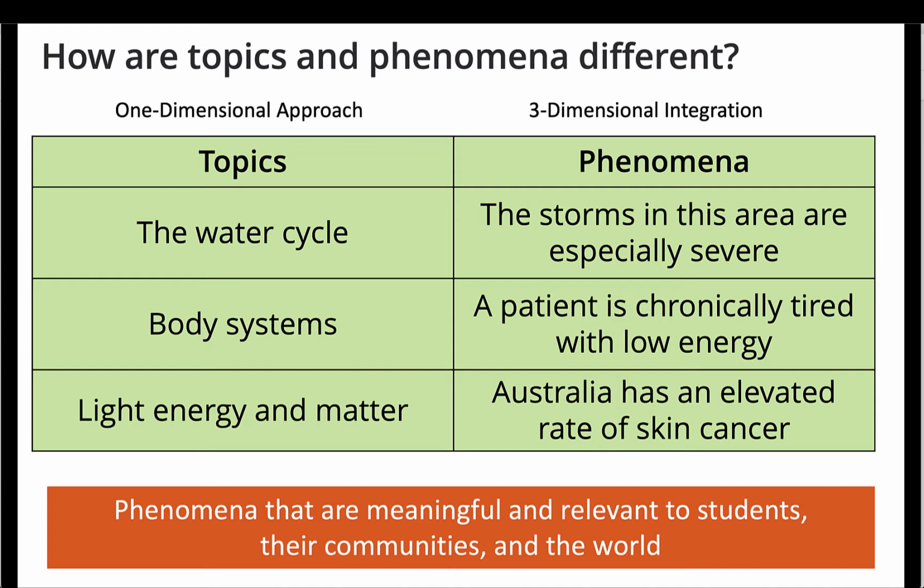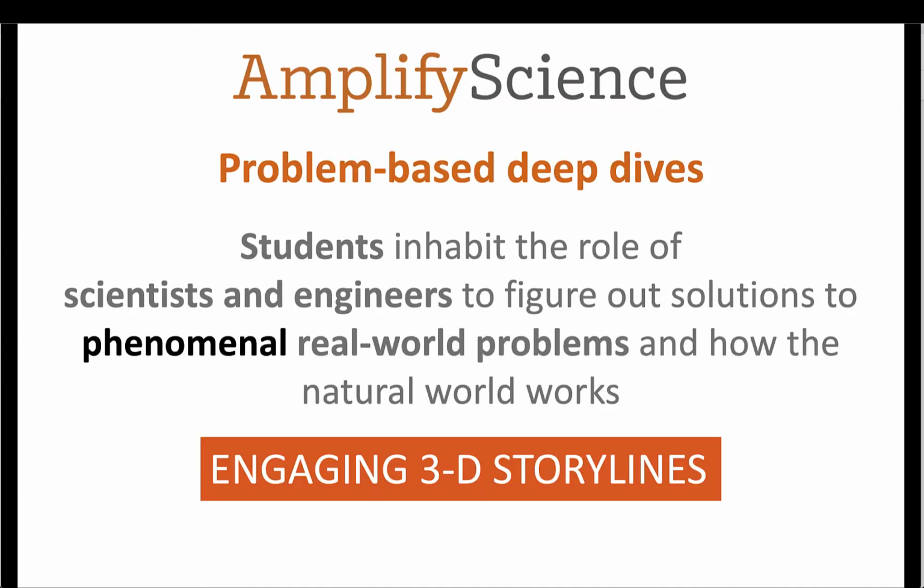So how are topics and phenomena different? How do we want to engage our learners? As a teacher, I taught many topics such as water cycle and body systems, but now we want to have a three-dimensional integration such as severe storms, or a patient who's chronically tired, or why does Australia have the highest rate of skin cancer in the world? They definitely have sunscreen there, but it has to do with the light and energy hitting that continent. And so this phenomenon becomes meaningful and relevant to students.